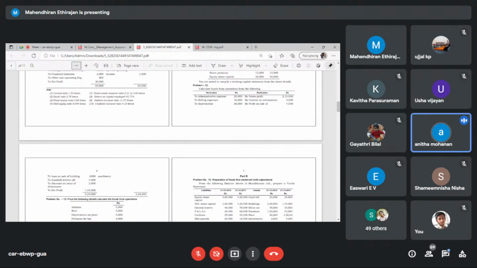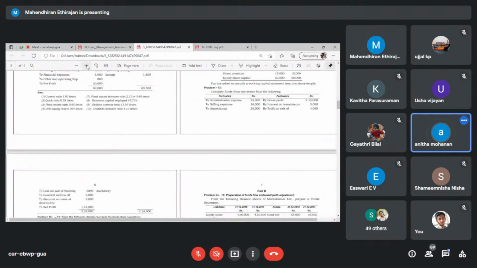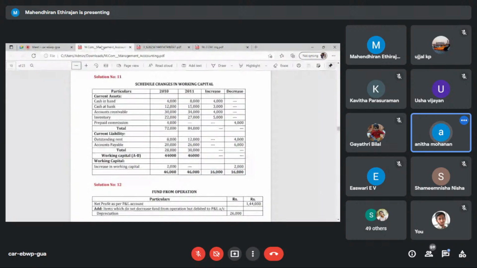So working capital is included in 2010 too. Why, sir? Increase in working capital, 2,000 rupees added in 2010. Why, sir? Okay.